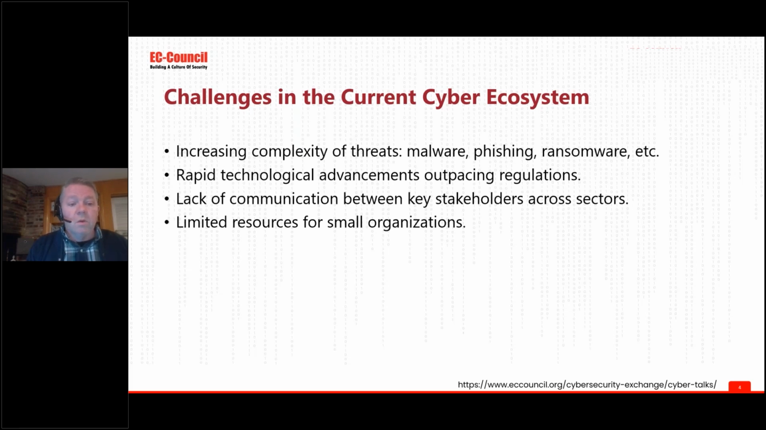And a large expensive next gen firewall may not be within the organization's financial means. So we are looking at that too. And so there are ways that we can help with that.